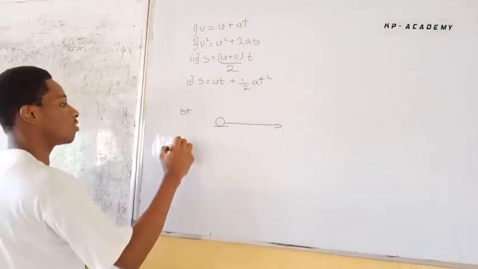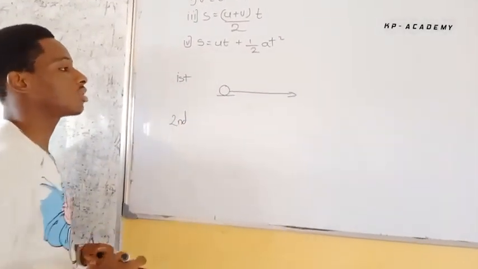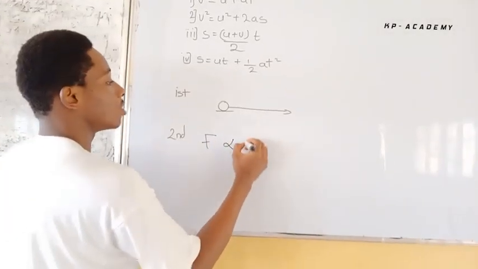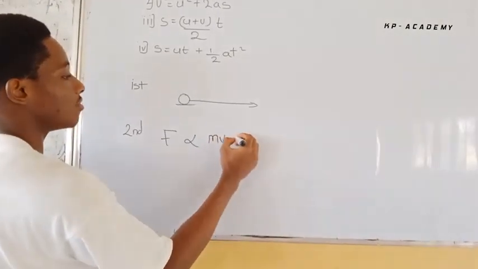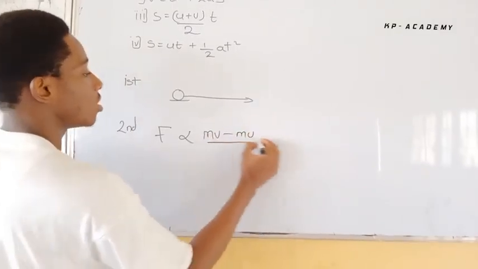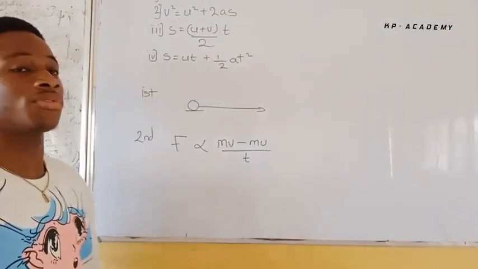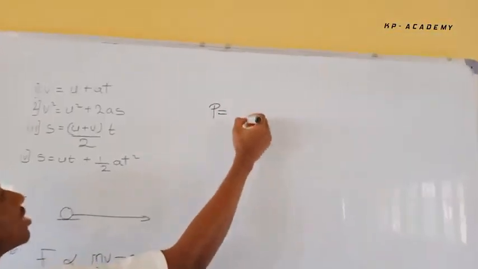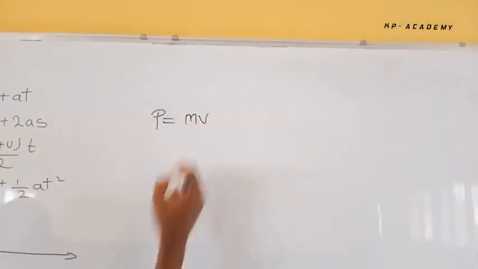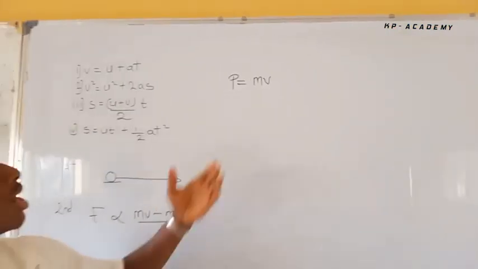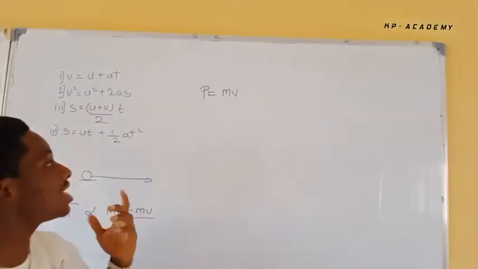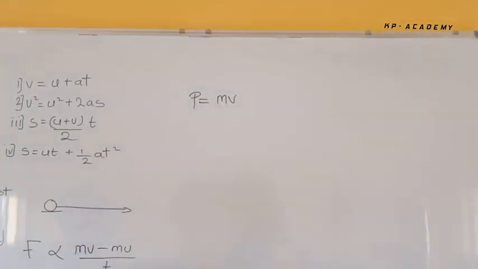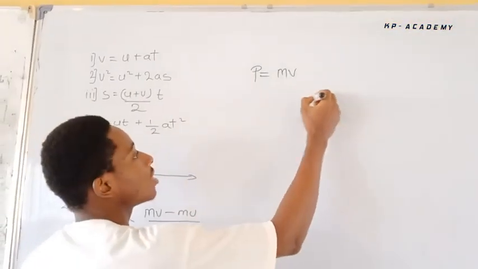Now for the second law of motion. The second law states that the force is directly proportional to the change of momentum, mv minus mu over t, which is the rate of change of momentum. I stated earlier that momentum p is the product of the mass times the velocity. So for a body to have a larger momentum, it has to have either a larger mass or a larger velocity.